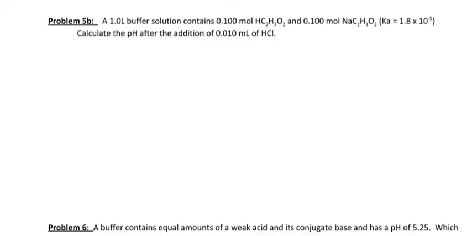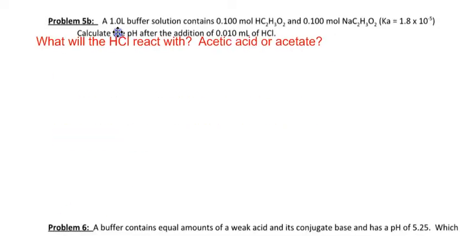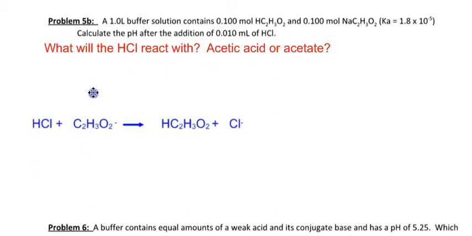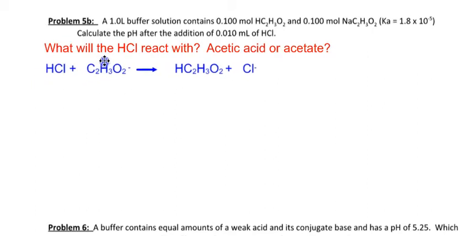Did you ask yourself what the hydrochloric acid will react with? It's either going to react with the acetic acid or the acetate ion. And what is the answer to that? Is an acid going to react with the acid? No, it's going to react with its conjugate base. So this is your first equation. We go ahead and do step 1 and finish this off. Pause this.